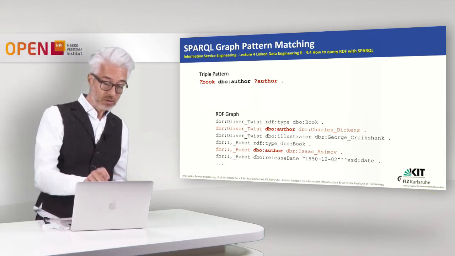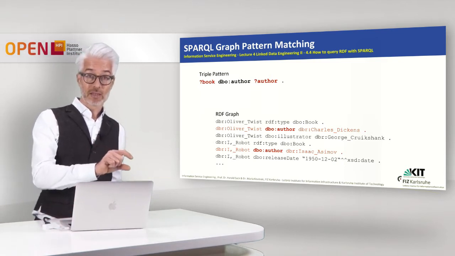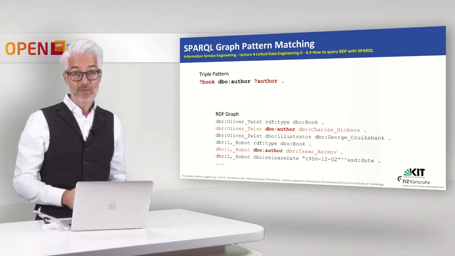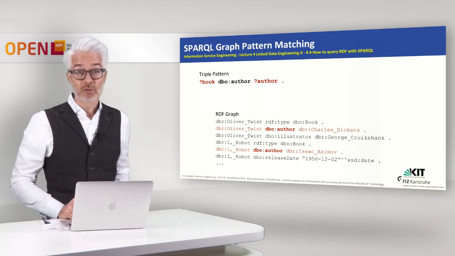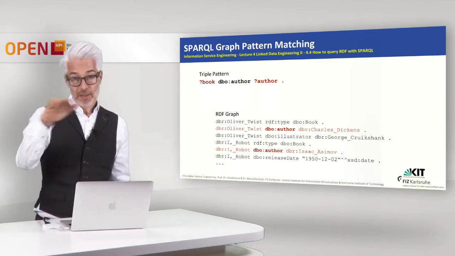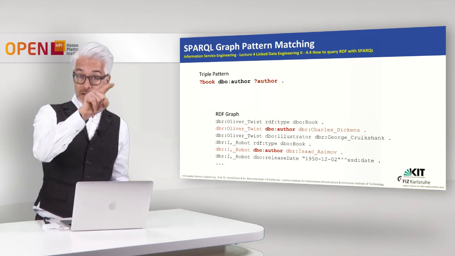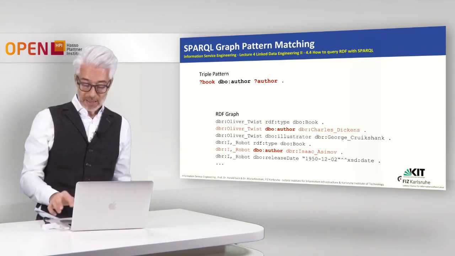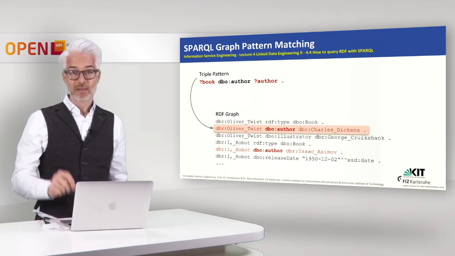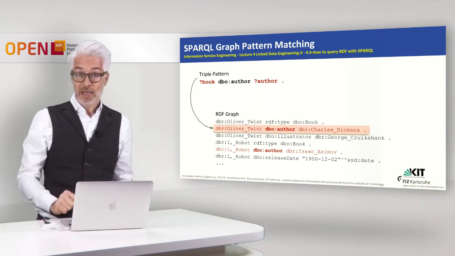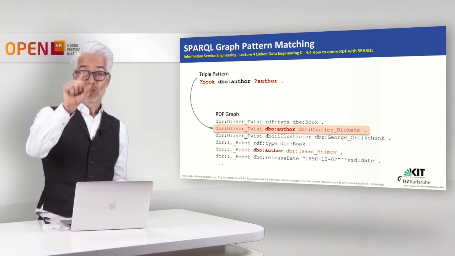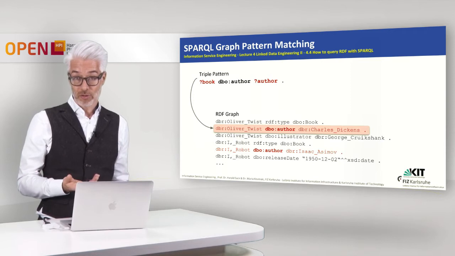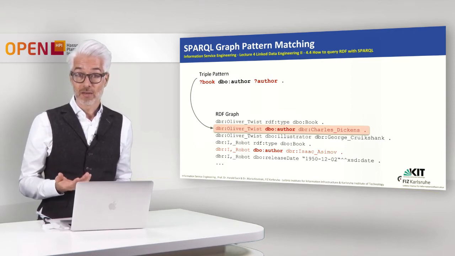So this is your triple pattern. You are looking for books which are connected via the property DBO author to some author. And here you have, as an example, an RDF graph. So now, pattern by pattern, or triple by triple, this pattern goes through the entire graph. And by doing that, usually the matching lines, which means lines which here in that case for our triple pattern match exactly DBO author, they are returned in the result.